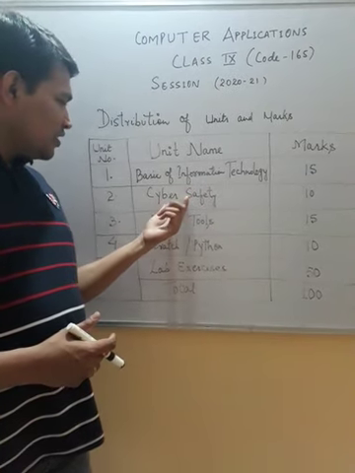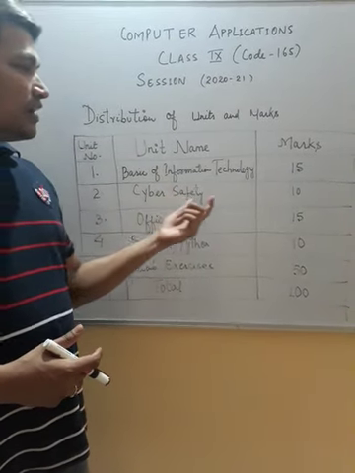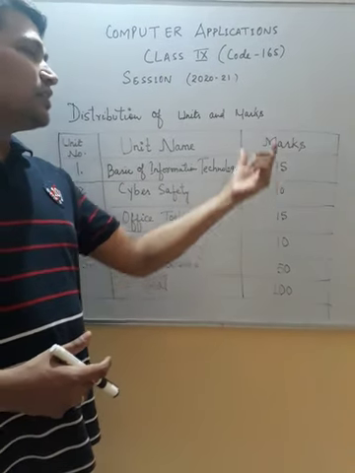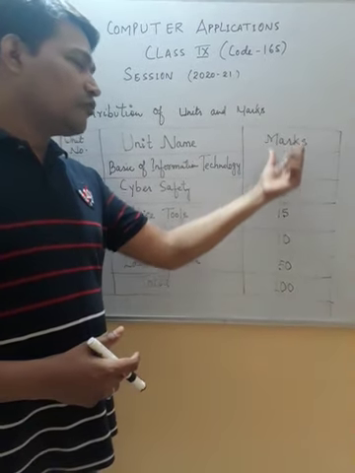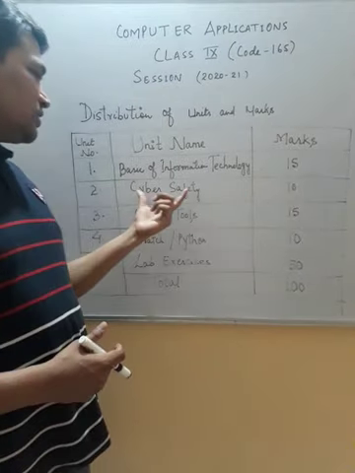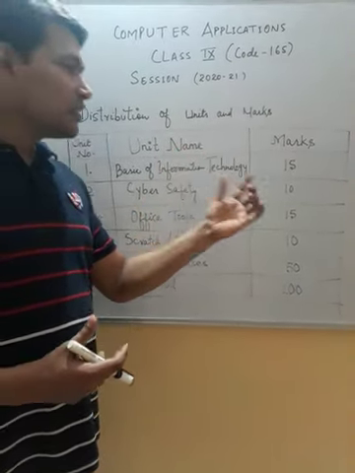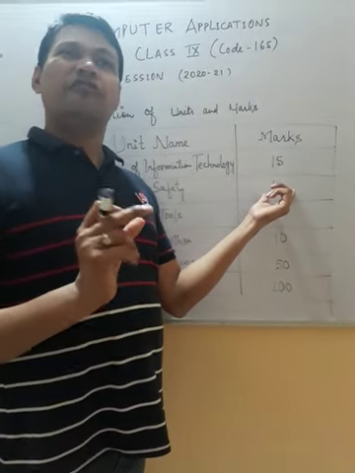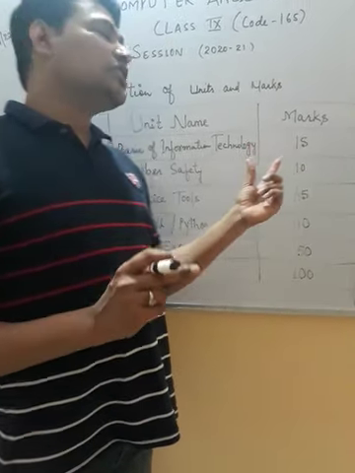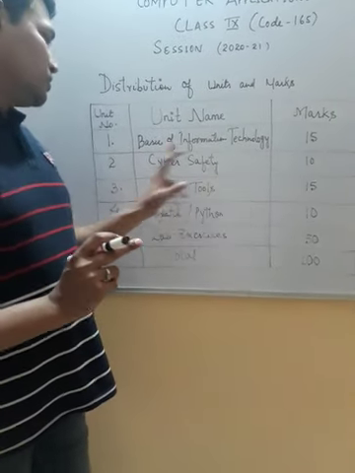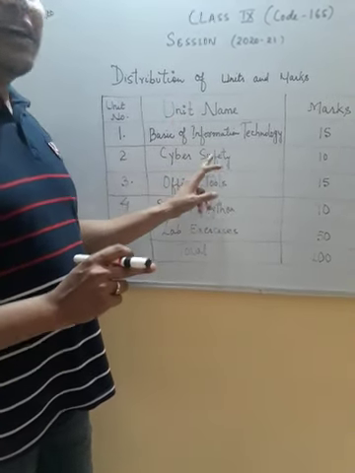The Cyber Safety unit's marks are 10. In the final examination, the number of questions from Cyber Safety may vary, but the total marks will be only 10. A 10-mark question will definitely come from the Cyber Safety unit. This is the second unit, as divided by the CBSE.